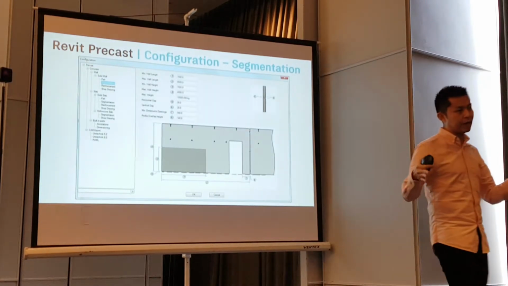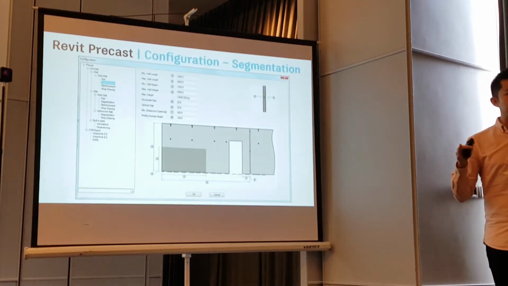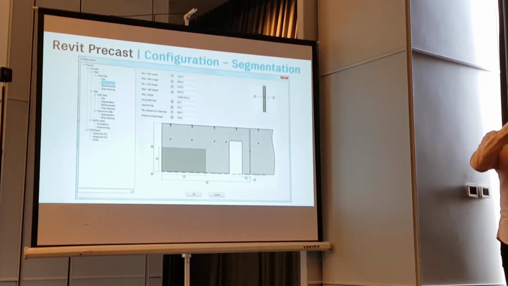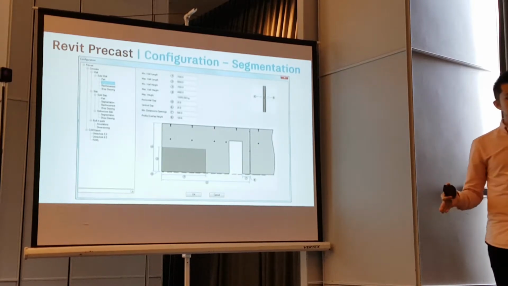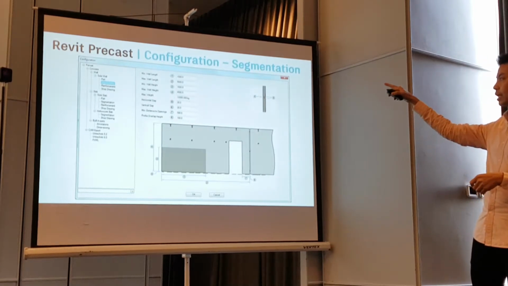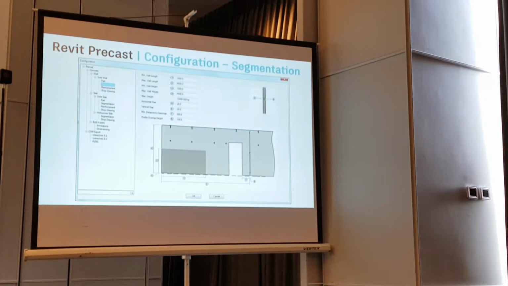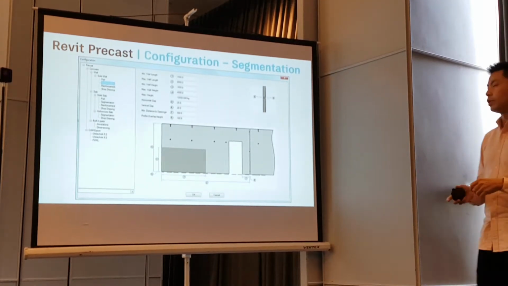What is the maximum length, maximum height? Normally in fabrication, they have a maximum length and a maximum height, based on the machines and also on the weight. That's why you can see here we can set the maximum weight as well. There's a certain kilogram limit they cannot exceed because of transportation and because of moving the items from one place to another. So we need to configure that.